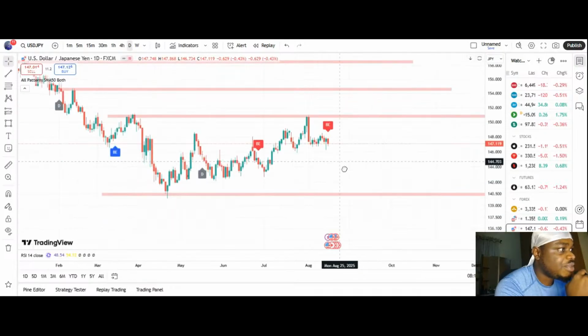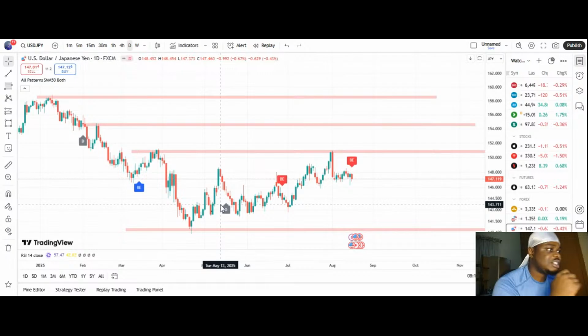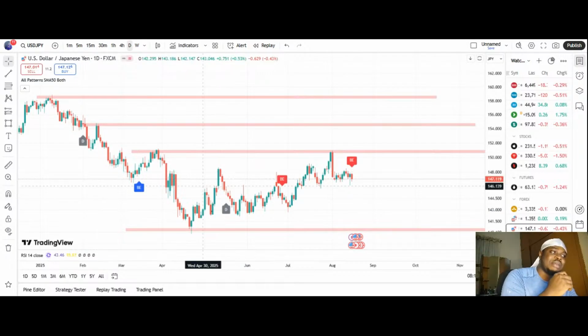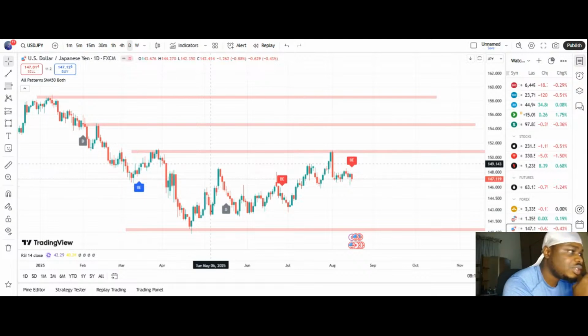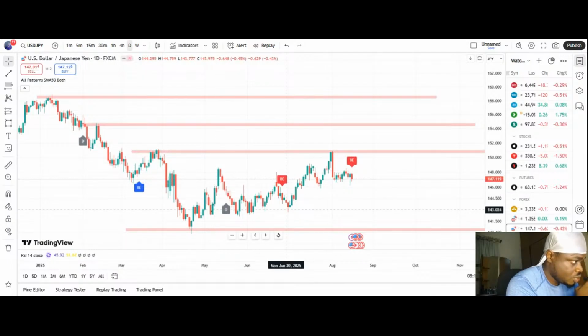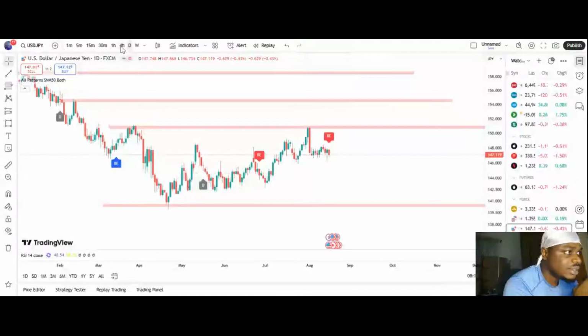So then I've marked it now. You see that price in the daily has been falling, but now it's a bit consolidating, a bit bearish, a bit bullish, but consolidating. It hasn't broken this area yet. There's nothing special happening here. So what we do now is go to the 4 hours.